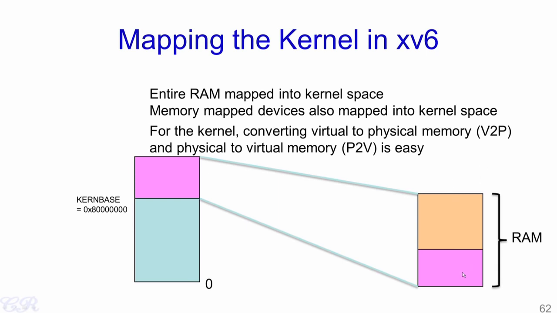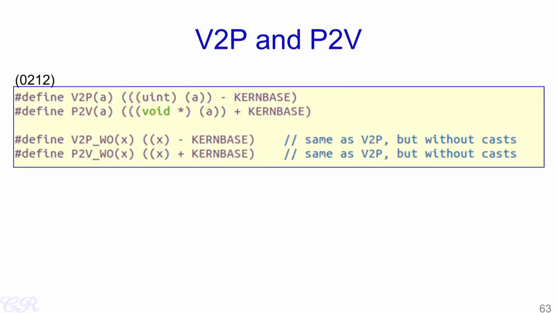Similarly, converting from a physical address to the corresponding virtual address is very simple. Any physical address in the RAM could be converted to the corresponding logical or virtual address by a macro known as the physical to virtual memory macro, shortened as P2V. The important thing in these two macros is this kern base. So, let us see these two macros in more detail.